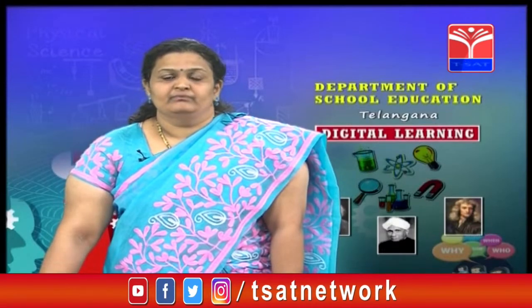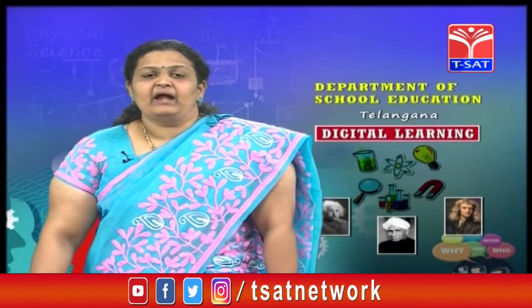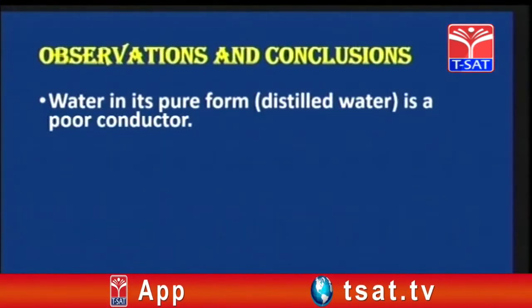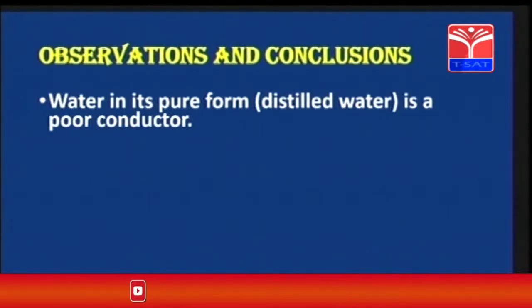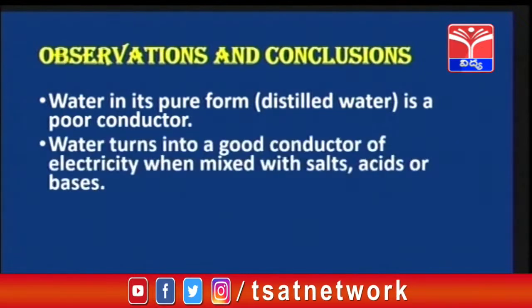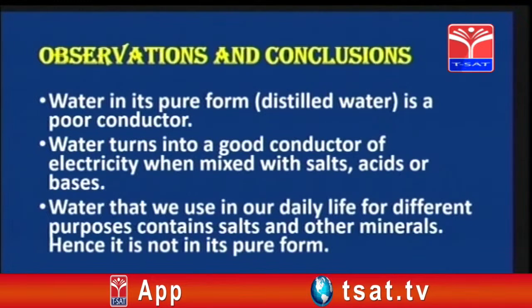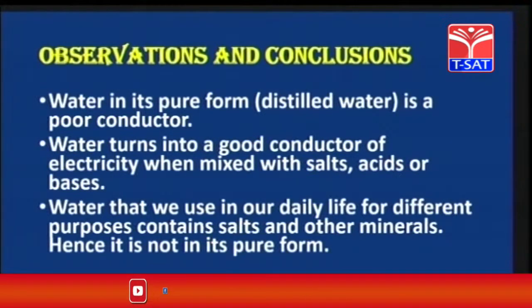Now let us write the conclusions and observations that we have seen in this activity, children. Water in its pure form is called distilled water. This is a poor conductor of electricity, or a bad conductor of electricity. Water turns into a good conductor of electricity when mixed with salts, acids or bases. Water that we use in our daily life for different purposes contains salts and other minerals. Hence, it is not in its pure form.